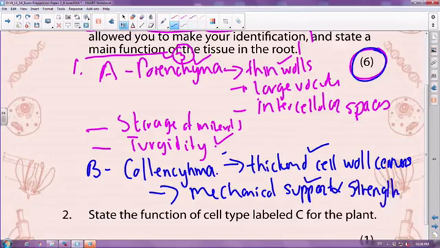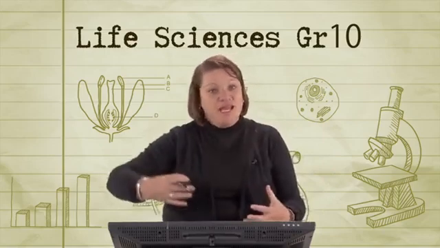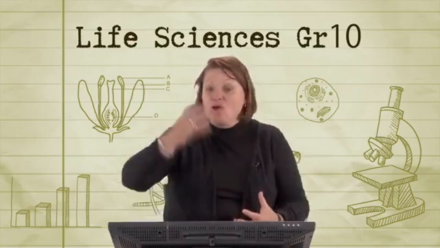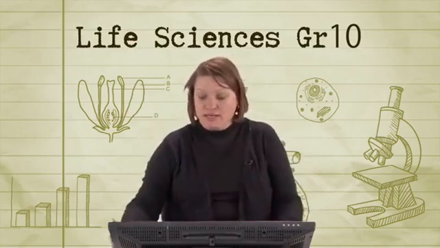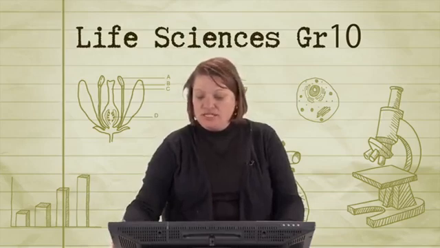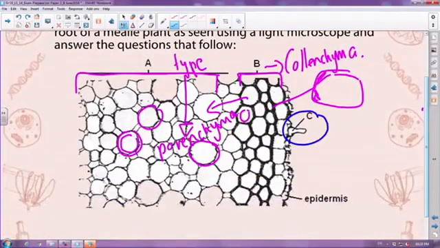A bit similar, but a different structure. One was the stem previously, one was the root, but again, look at the cells. Why is this one made like that? Why is that one made like that? And then last question there, state the function of cell type C. Cell type C was your root hair.